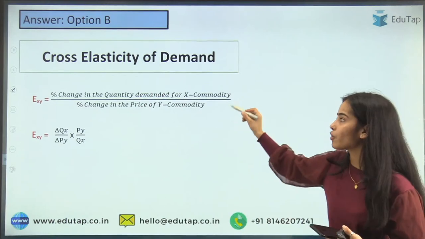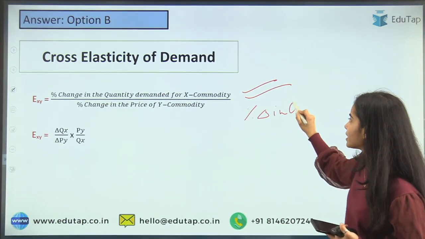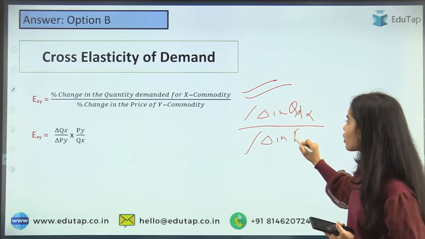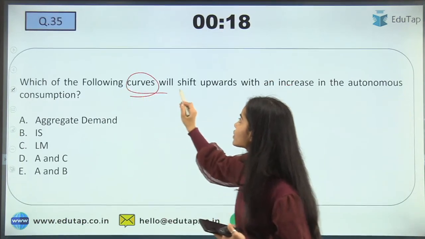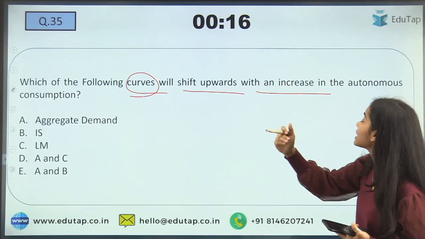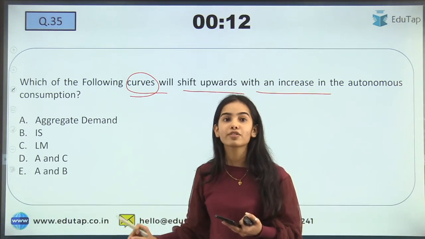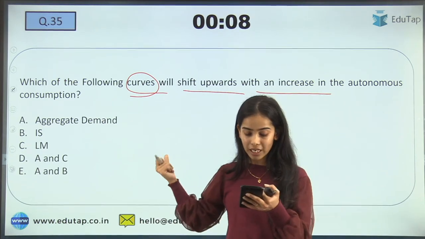Next question, and this is the formula of the cross elasticity of demand: percentage change in quantity demanded of X upon percentage change in price of Y. Okay, and the next question is, which of the following curves will shift upwards with an increase in the autonomous consumption? So which of these curves will shift upward when the autonomous consumption is changing? Try to give the right answer to this one.